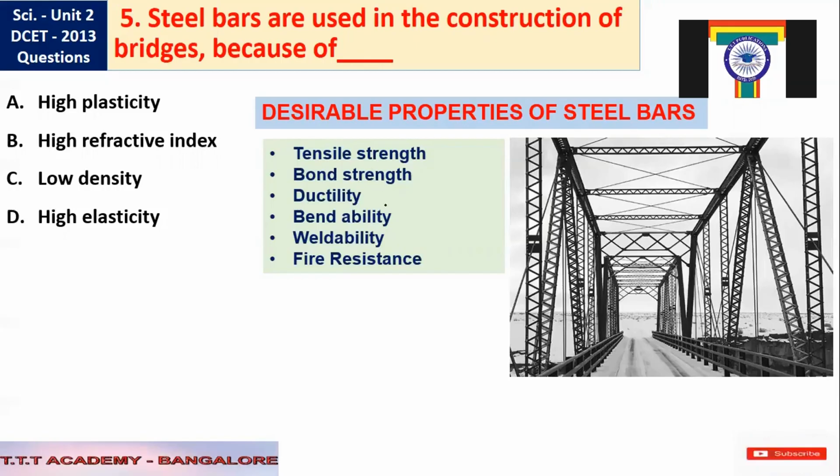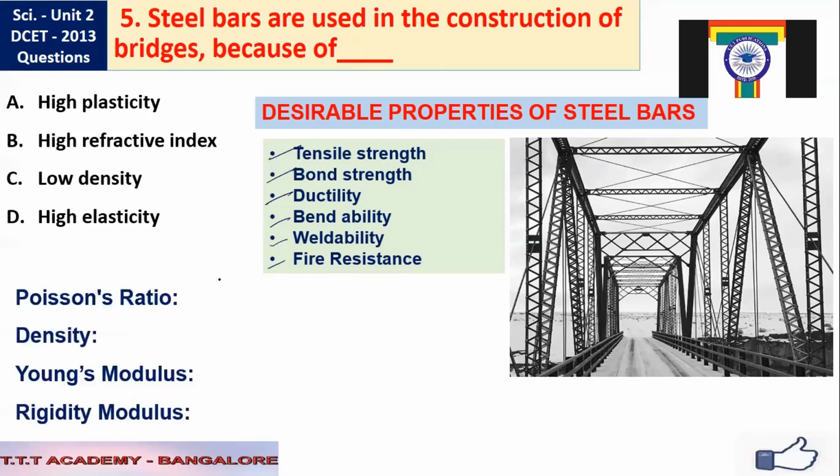Even though it has the ability to bend, we can also weld it, so we can use it for structural applications, and it also has fire resistance. These are some of the examples, and you can observe a bridge in the given figure. Because of these desirable properties, we use steel as a structural member for constructing bridges and so on. At the same time, dear students, we should know about the major properties of steel.